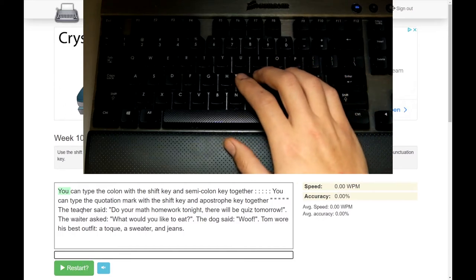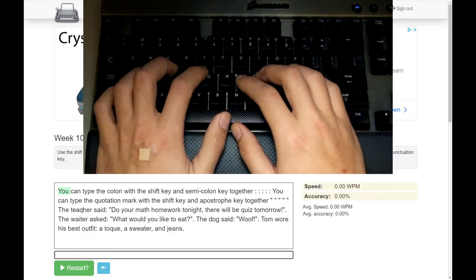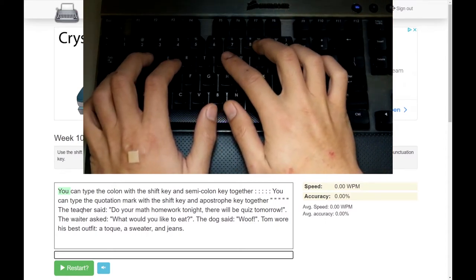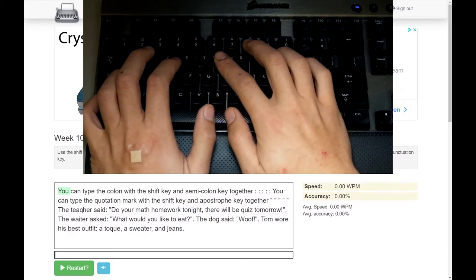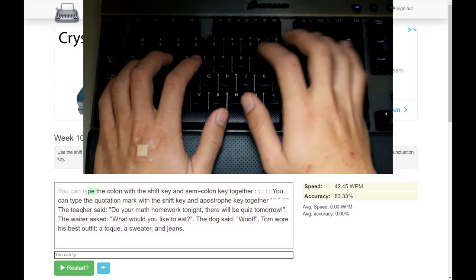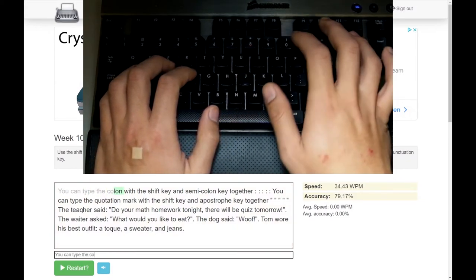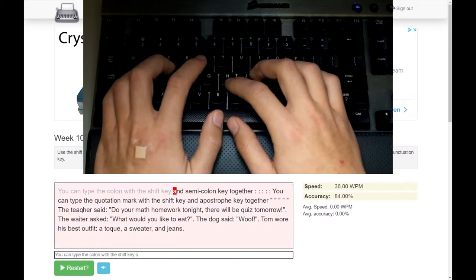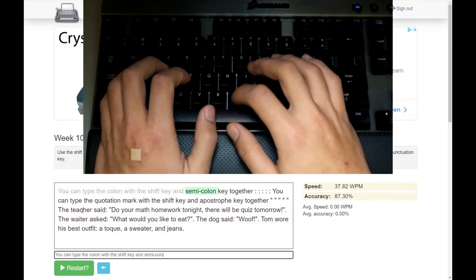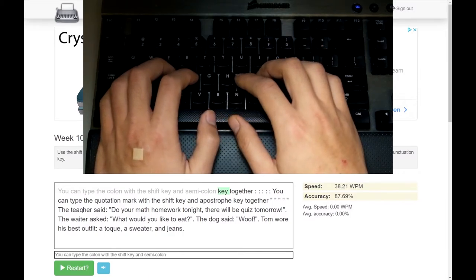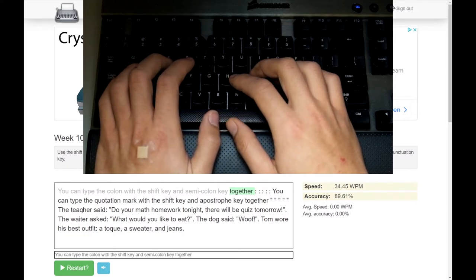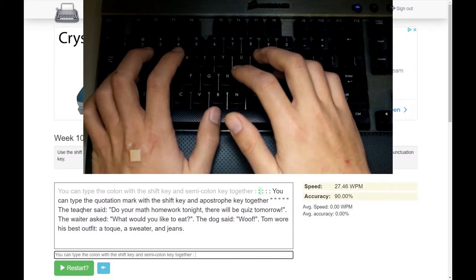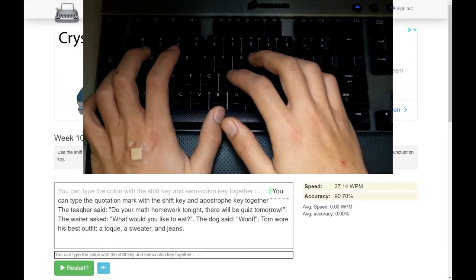So let's put our hands back onto the home row position. The first letter is a capital Y. You type that with our right index finger, and we make it uppercase with our left hand pinky, typing the shift key. You can type the colon with the shift key and semicolon key together. Remember, hyphen is up there beside the zero. Let's practice the colon key. So you type the shift key and semicolon key together: shift and semicolon, space, shift and semicolon, space.